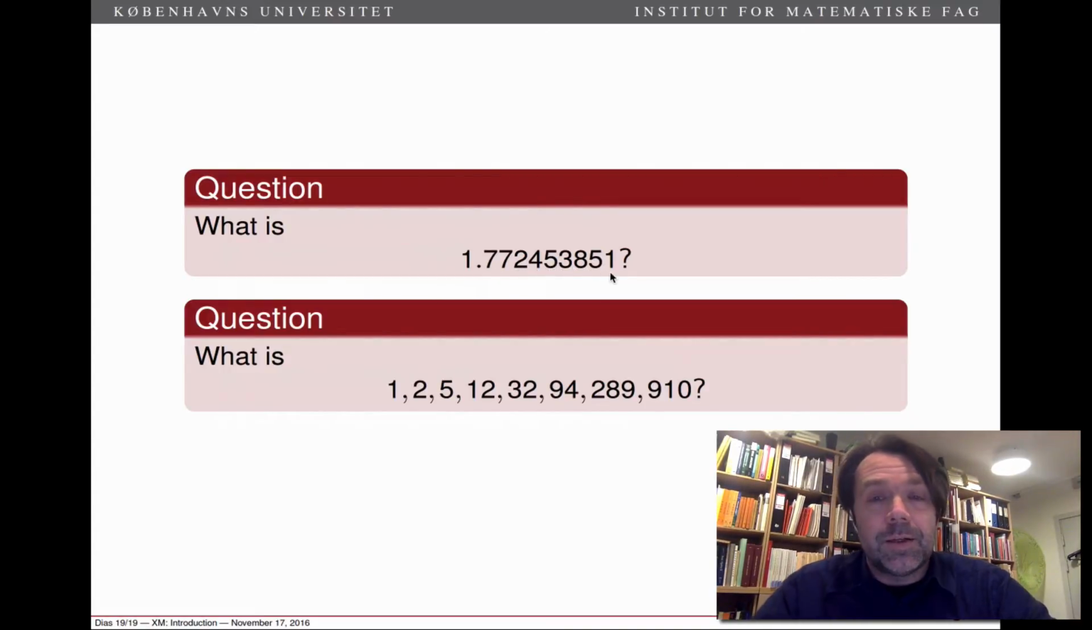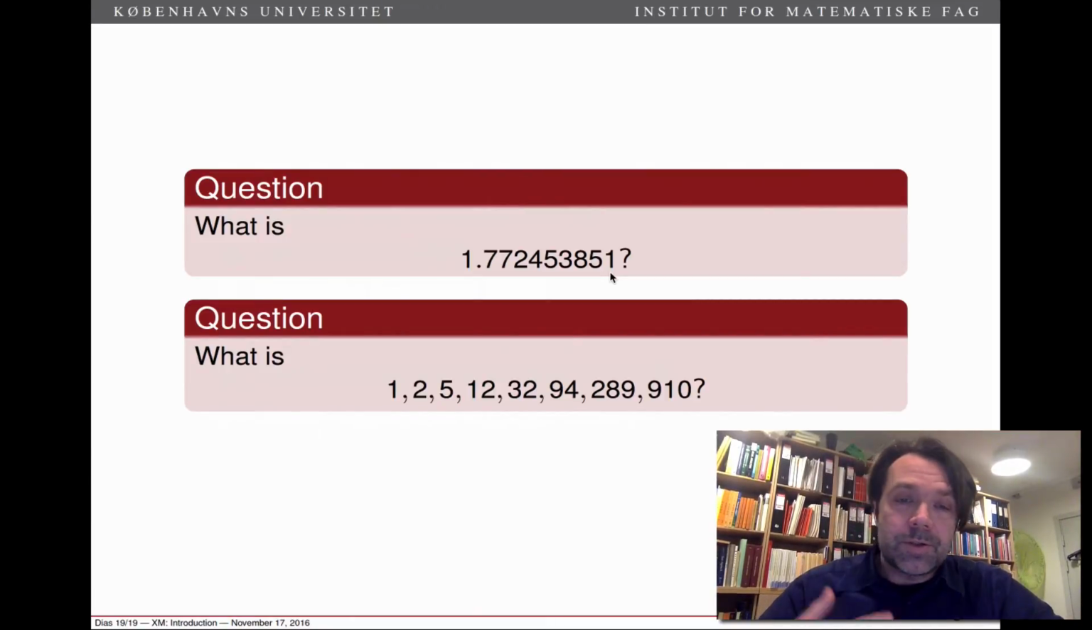Right? So for instance, suppose that I made a computation and I got this number, like 1.7724538851. That's not very helpful. I mean, that's just a number and it's a little bit unclear precisely what that number is. So if we somehow had a way of recognizing this number, that would be very helpful. Or suppose that I computed some integers like 1, 2, 5, 12, 32, 94, and so on.